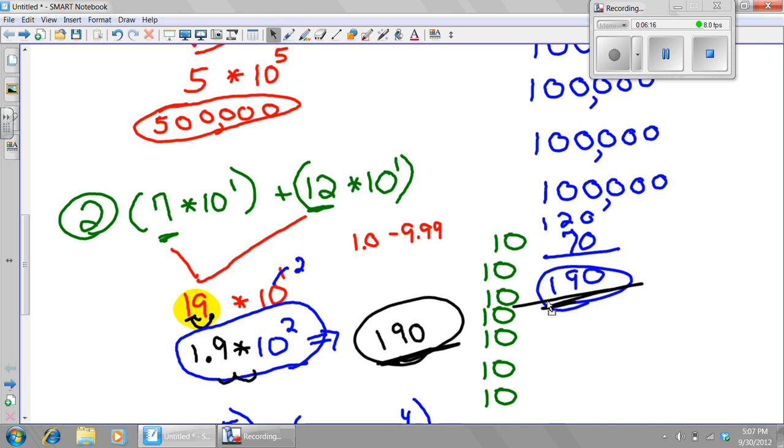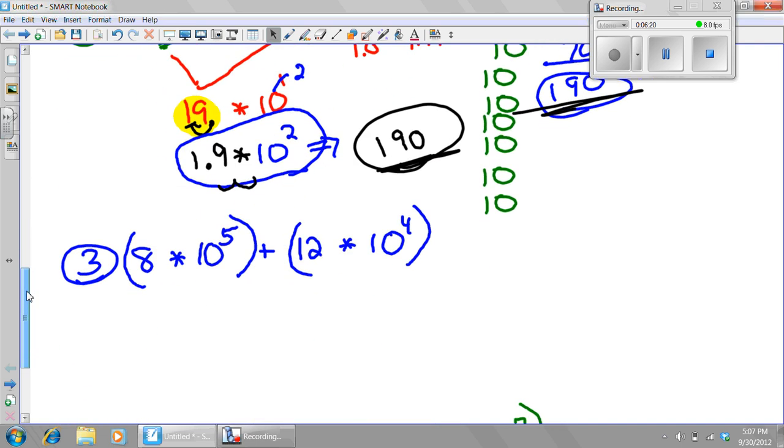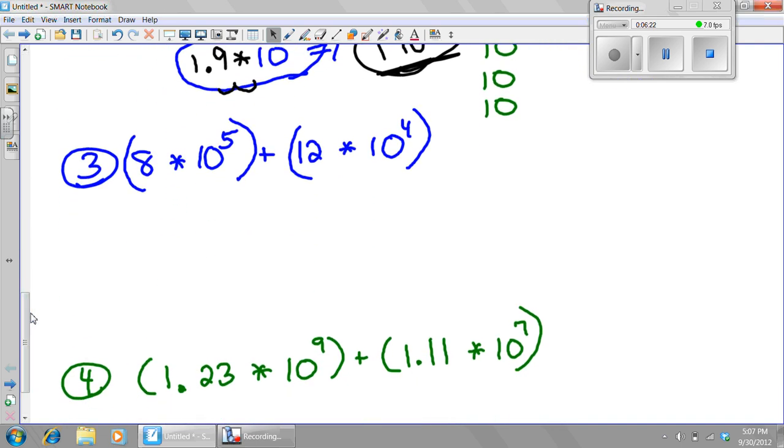Piece of cake stuff. All right, let's slide down to this one. This one looks a little bit stranger because I've got 10 to the 5th here, but I only have 10 to the 4th here. They're not like terms. This is the situation that I talked about earlier. I can't put them together right now because they're not like terms.